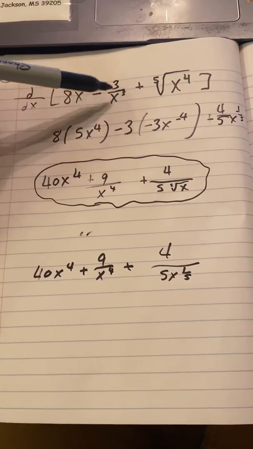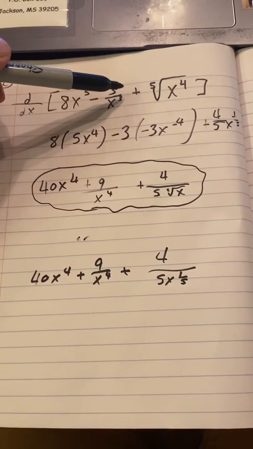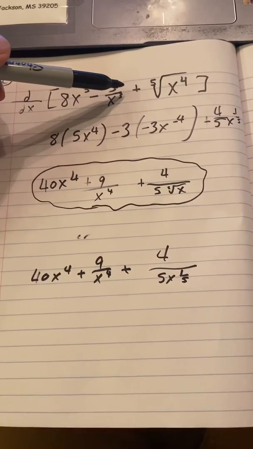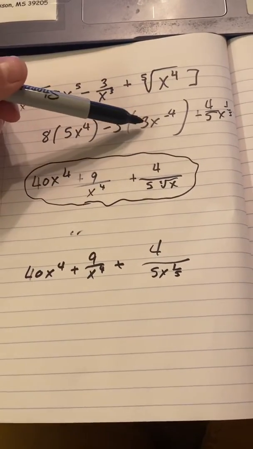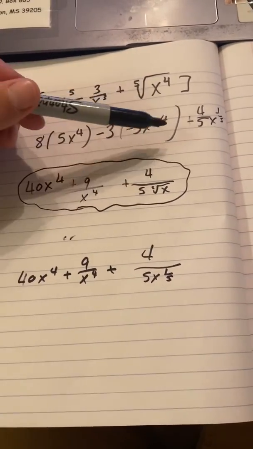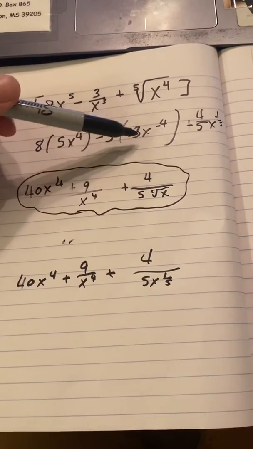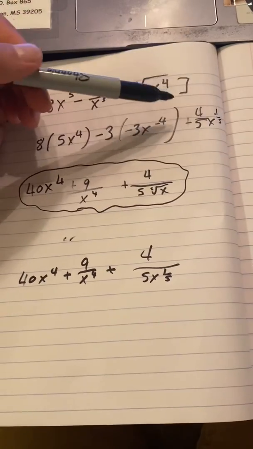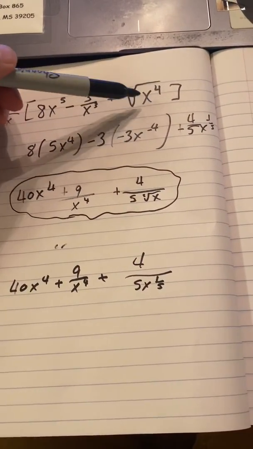And right here you have 3x to the third. So you can bring the x to the third up and make that x to the negative 3. And when you have x to the negative 3, you bring the negative 3 out in front, which is what we did. And then you subtract by 1, which is going to give you x to the negative fourth. And then you're going to multiply that by 3, which we're going to do, we're going to bring it down here. And then we have the fifth root of x to the fourth.